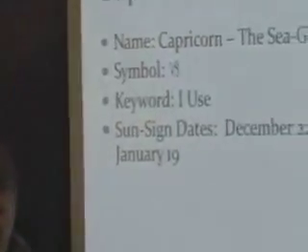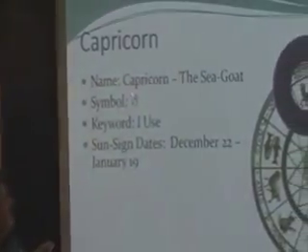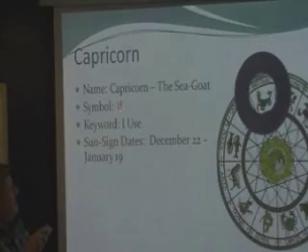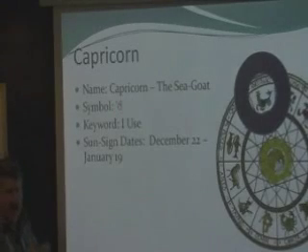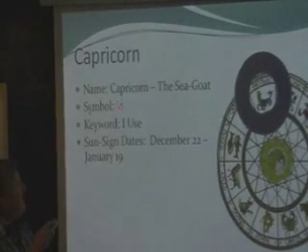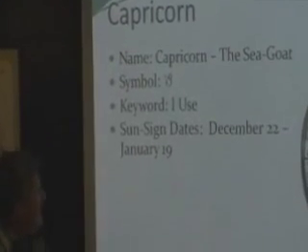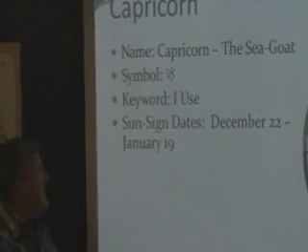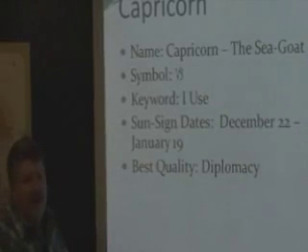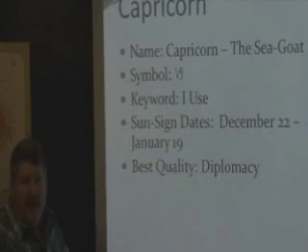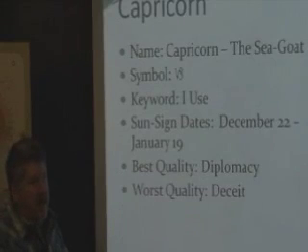Capricorn, we're moving down. The sea goat, the symbol, some say, is the symbol of the horns and the tail of the goat. Zane says it's the circuitous path that the goat wanders as it reaches its heights. This is December 22nd to January 19th, when the sun is in that sign. Their best quality is diplomacy, and their worst quality is deceit.